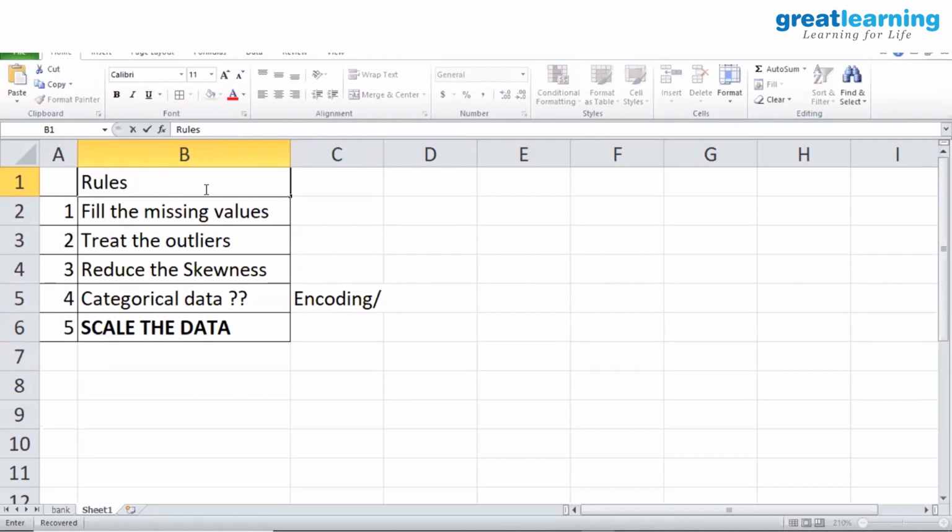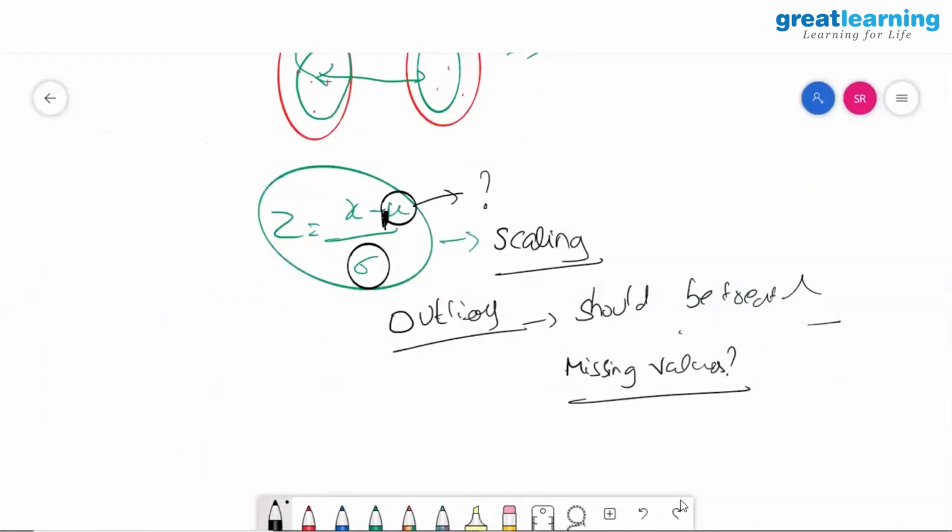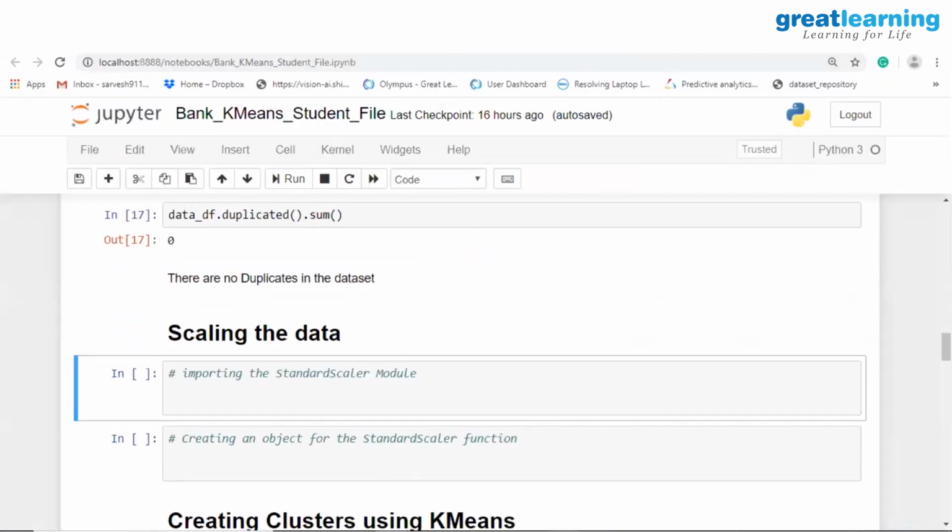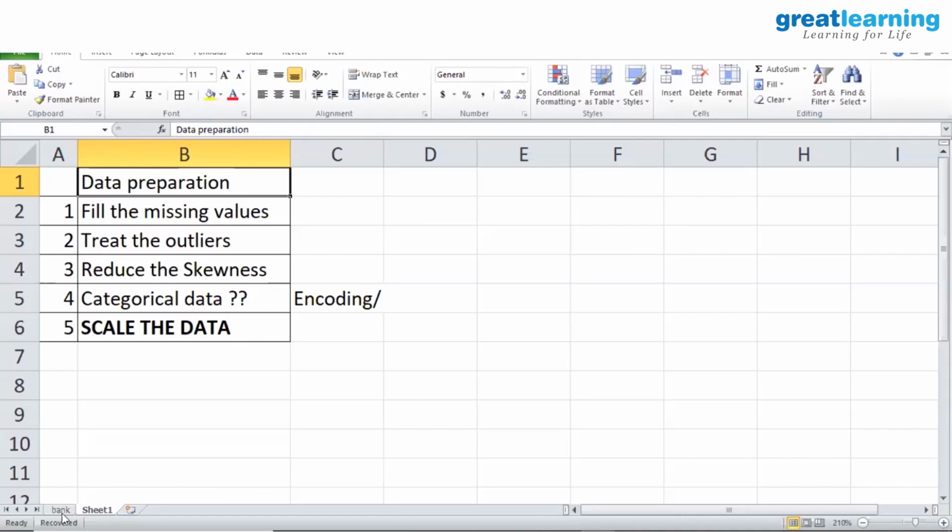Right. So I'll give some names, mention it as rules, or I'll put it as data preparation. That's not in the rules; that is in data preparation. So we have to create this. The data must be scaled.